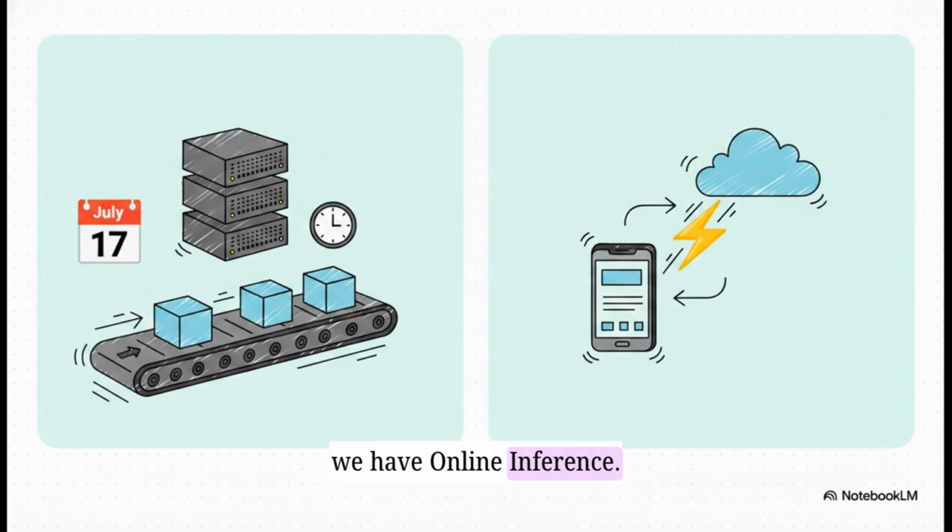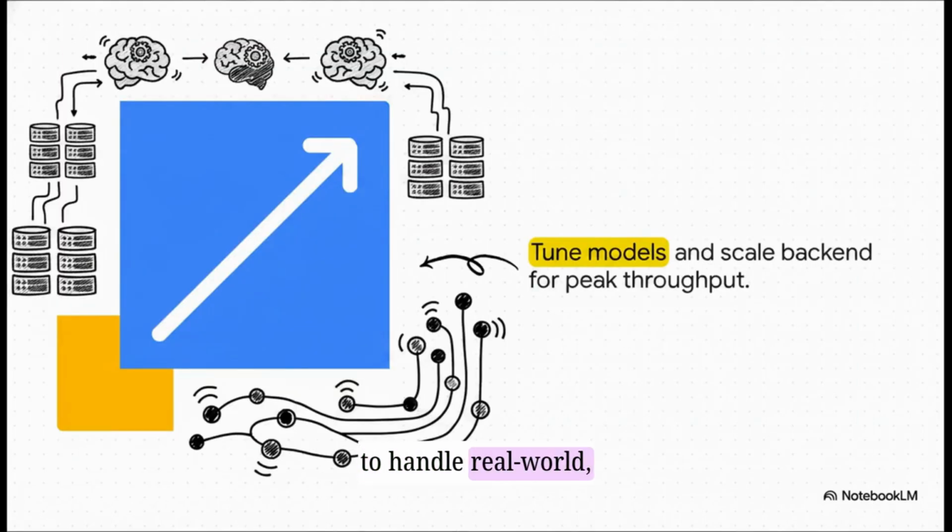On the other hand, we have online inference. This is what you use when you need low-latency, real-time predictions via Vertex AI public or private endpoints. Choosing the right method here is literally the difference between a snappy application and a totally frustrating user experience. And to handle real-world heavy-hitting traffic, we have to tune those models and scale the backend for peak throughput. Scaling the serving backend using Vertex AI prediction or containerized serving is non-negotiable. You must actively tune your models to optimize for latency, memory, and throughput. This optimization phase is exactly what separates a pretty good prototype from a bulletproof enterprise-grade solution.